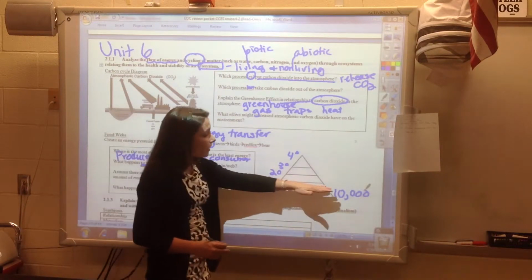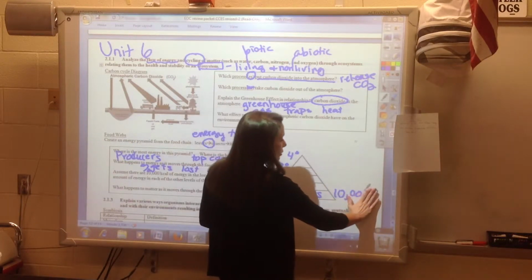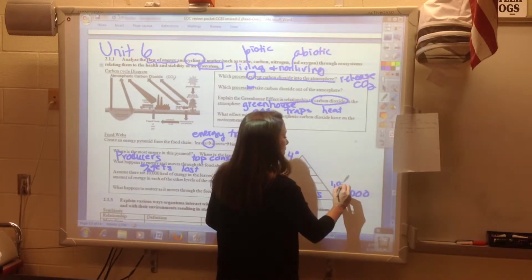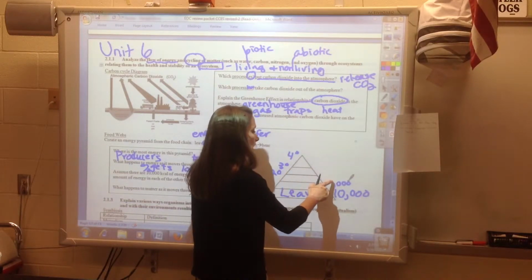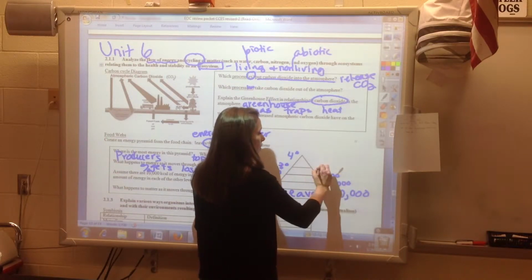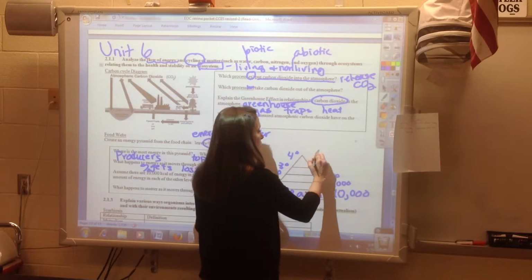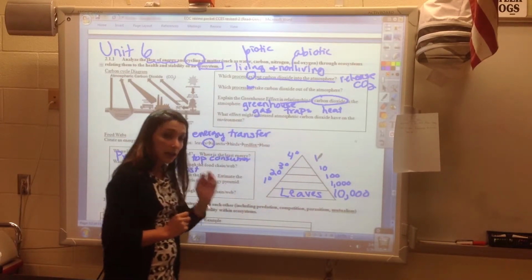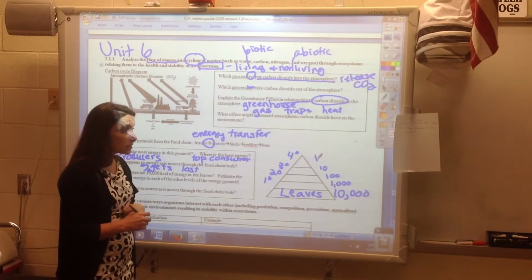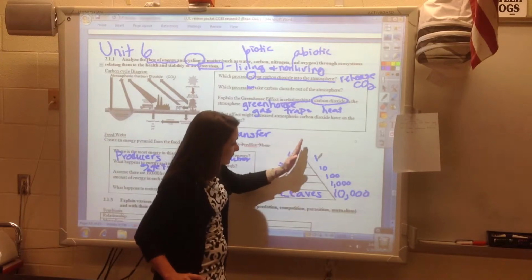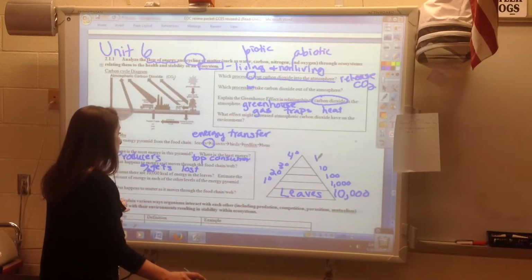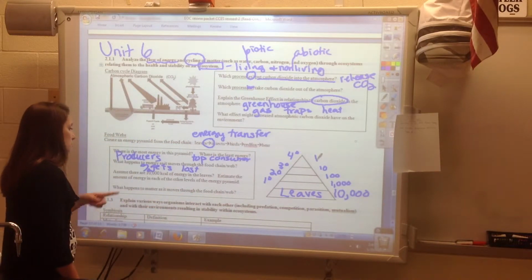Well, if we only get 10%, we can actually cover up one of the zeros, and that means we now have 1,000 kilocalories. And then from 1,000, we would go to 100, take off another zero. Here would be 10 kilocalories, and up here would just be 1 kilocalorie. Now, just to explain, a kilocalorie is 1,000 calories. So this means that as we move up the food chain, the amount of energy decreases.